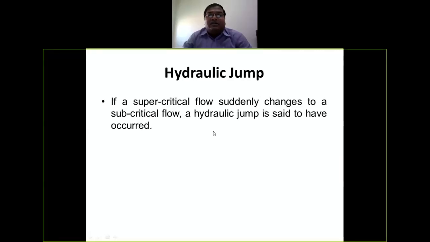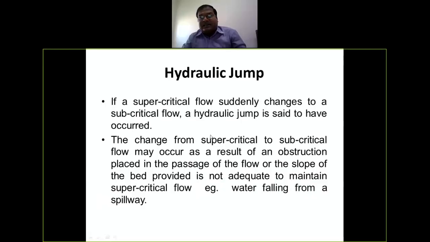Now next is hydraulic jump. So what is hydraulic jump? If a supercritical flow, we already discussed what supercritical flow is based on the Froude number, suddenly changes to a subcritical flow, a hydraulic jump is said to have occurred. The change from supercritical to subcritical flow may occur as a result of an obstruction placed in the passage of the flow, or because the slope of the bed provided is not adequate to maintain the supercritical flow.